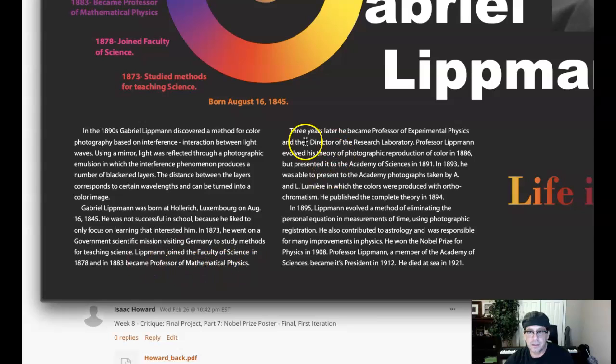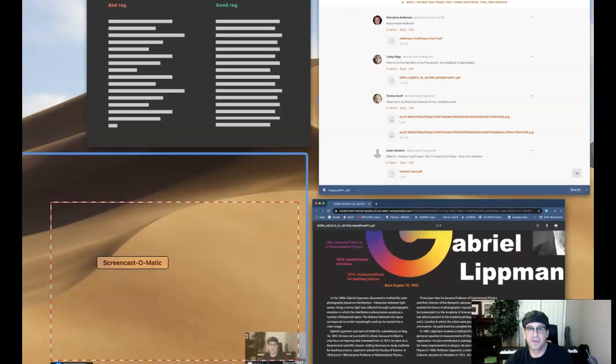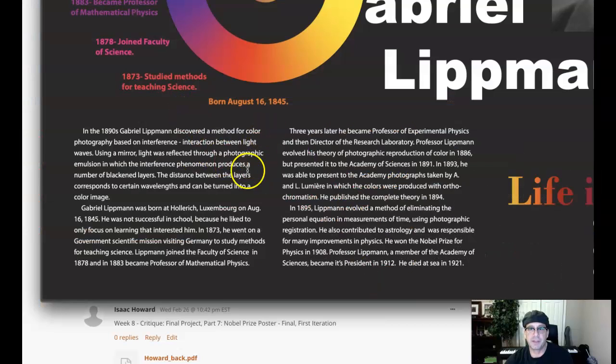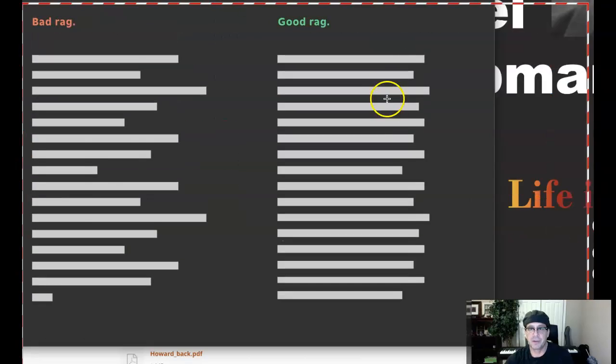Looking good, looking good. Okay, yes, looking good. Typographic set is good. Rags definitely need to be adjusted though. See that angle right there, this kind of wavy pattern right here. You don't want any of that. Here's what you want your rags to look like.